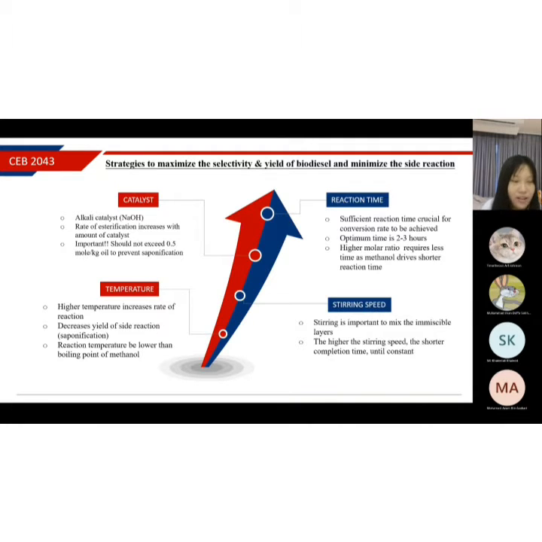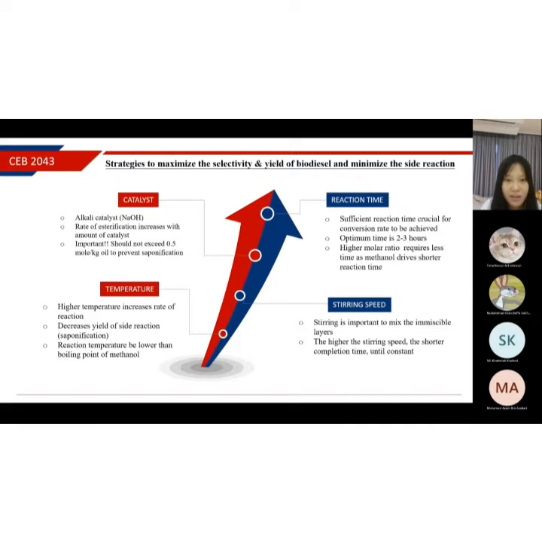For the catalyst, we are using an alkali catalyst, and the rate of esterification increases with the amount of catalyst. It's important to note that the amount of catalyst should not exceed 0.5 mole per kilogram of oil to prevent saponification. For the operating temperature, a higher temperature increases the rate of the reaction, but it's important to note that the reaction temperature should be lower than the boiling point of our alcohol of choice, which is methanol. Hence, our operating temperature is 55 degrees.